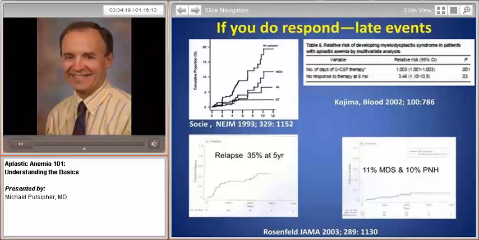Myelodysplastic syndrome and PNH in the lower right-hand column occur when you get ATG and cyclosporin. About 10% of patients will develop PNH, and about 11% will develop myelodysplastic syndrome, which will eventually go on to leukemia. In addition, a fair percentage, about a third of patients, may relapse at some point. So even if you do respond to your initial immune suppression, you're not totally in the clear. You need to be very aware that a certain percentage of patients will need more treatment and more things done.